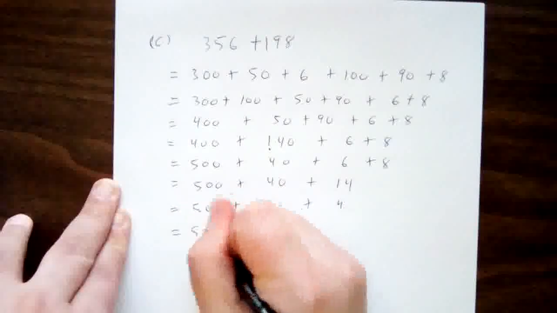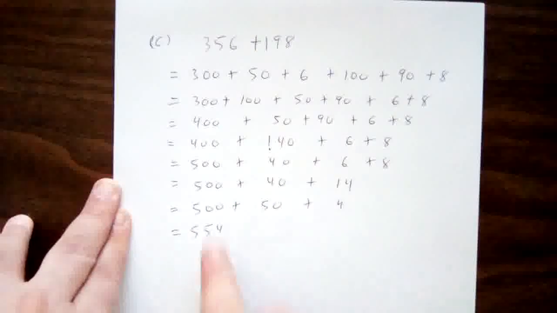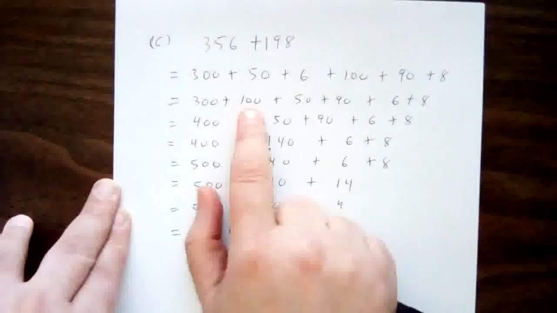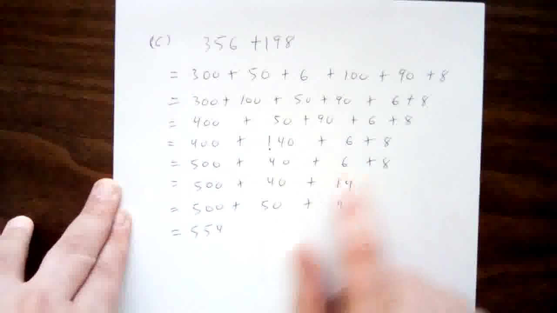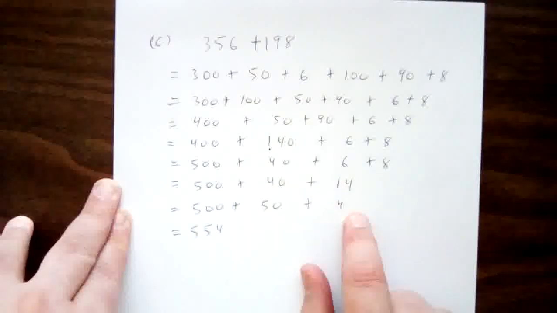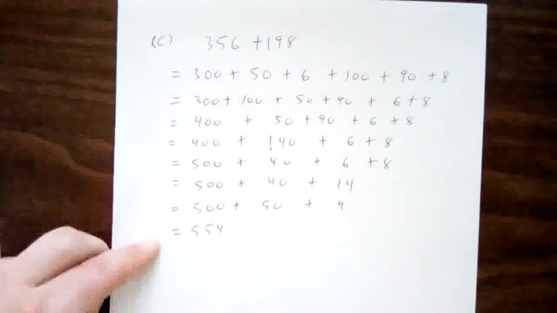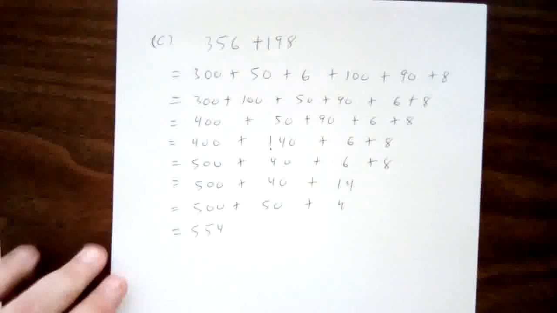We have 554. And again, with all these numerical justifications, we should be able to see the steps that we did in the algorithm, which we can: the adding of the hundreds, the adding of the tens and the regrouping, the adding of the ones and the regrouping. We can see all of those steps in a lovely chain of equalities, taking us from our initial problem to the final answer of 554.